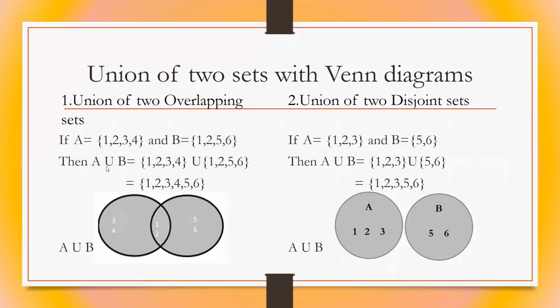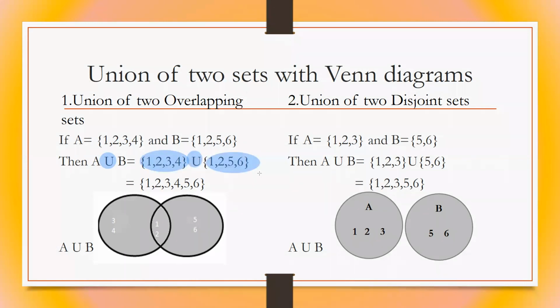Beta, union means combining. So A union B. Beta, U represents the union. This symbol is used for the union. Union means combining. So A union B is equal to, first we have to write set A, then union, then set B. Don't write the answer directly.